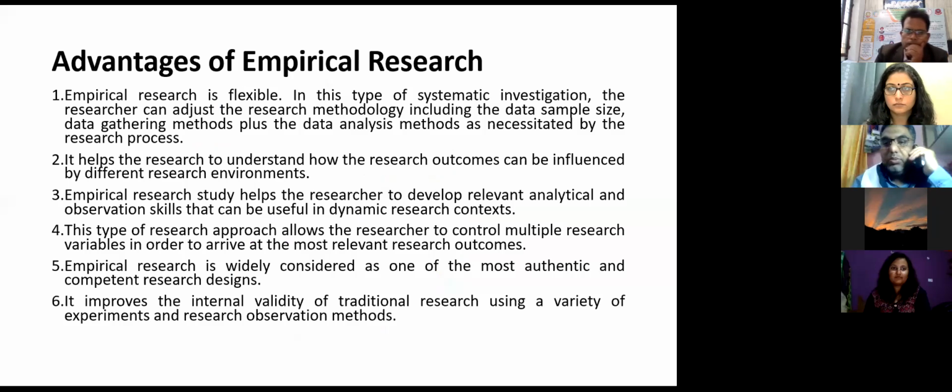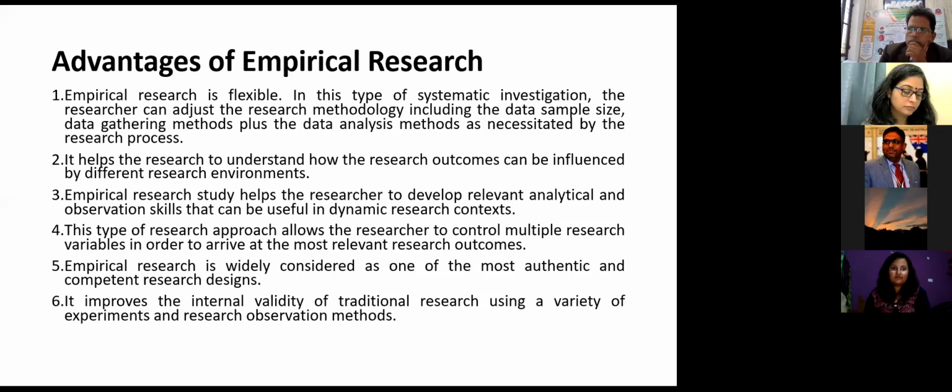Now, the advantages of empirical research. It's flexible in this type of systematic investigation. The researcher can adjust the research methodology, including the sample size, the gathering methods, and the data analysis method, as the research process necessitates. It helps the researcher understand how the research outcome can be influenced by different research environments. It also helps develop relevant analytical and observation skills that can be useful in dynamic research contexts. There is flexibility: if your thought or idea for the research is not being fulfilled, you can always change it. That dynamics is there. That is the most approachable thing about empirical research.